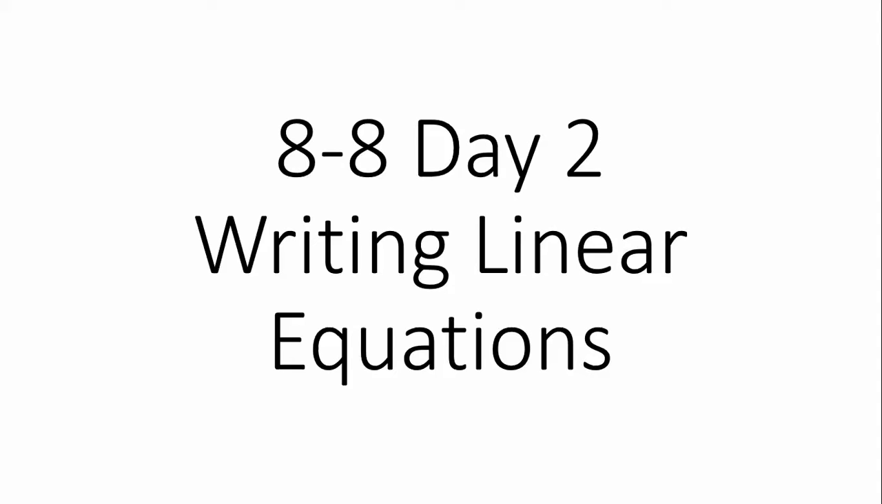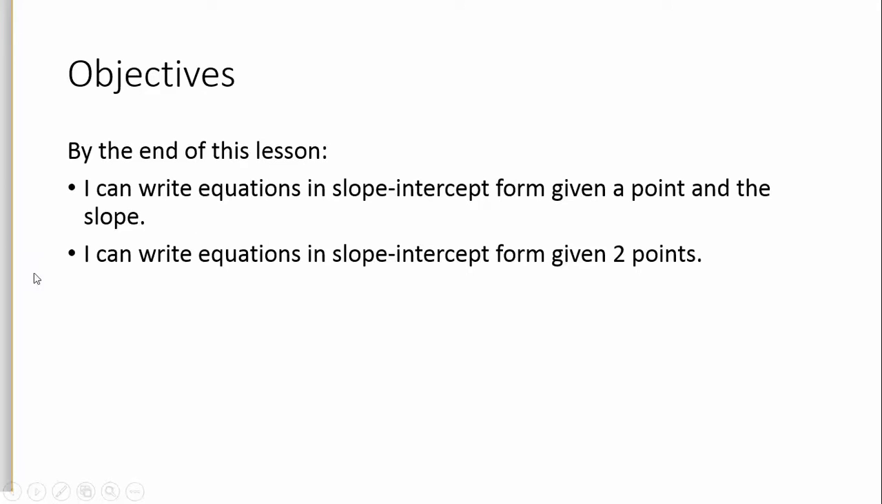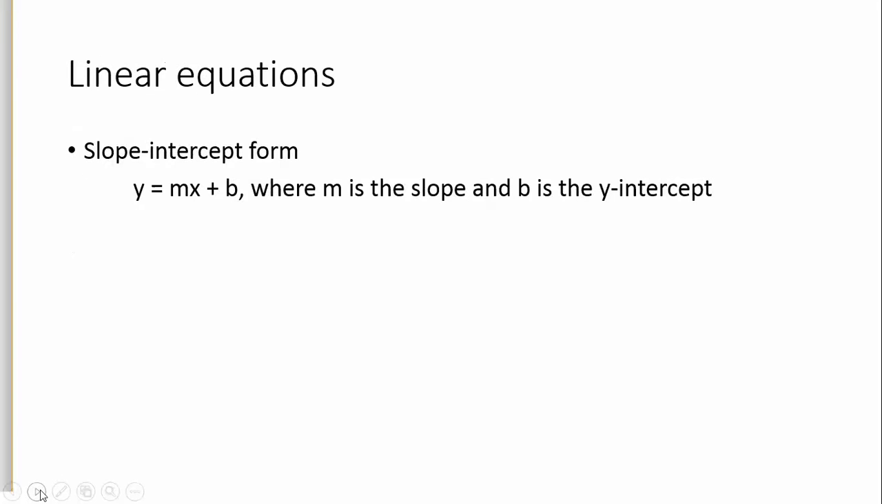Day 2, section 8.8, we're still writing linear equations, but today the difference will be we aren't given quite the same amount of information. So by the end of this lesson, you're going to be able to write equations in slope-intercept form if you're given a point that's on the line and the slope, and you're also going to be able to write equations in slope-intercept form if you're given 2 points on the line.